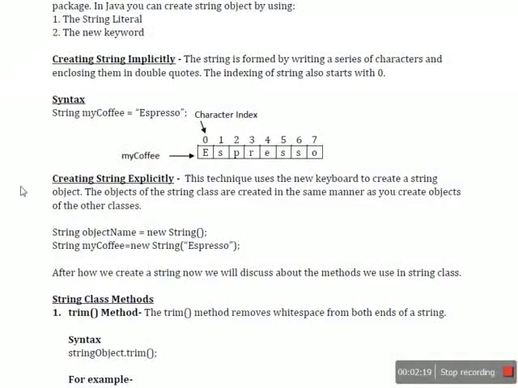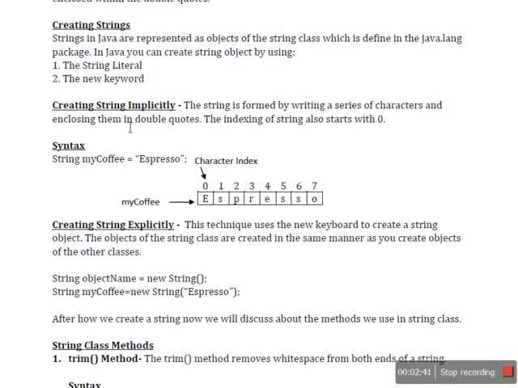And how will it be represented in memory? Like this. This my coffee string is stored like this. Each character is stored at a different index. So this one is your index. So indexing starts from 0. So this is the implicit method to create a string, where you first define the data type, followed by the string name, and equated to the string value that you would like to store in the string.